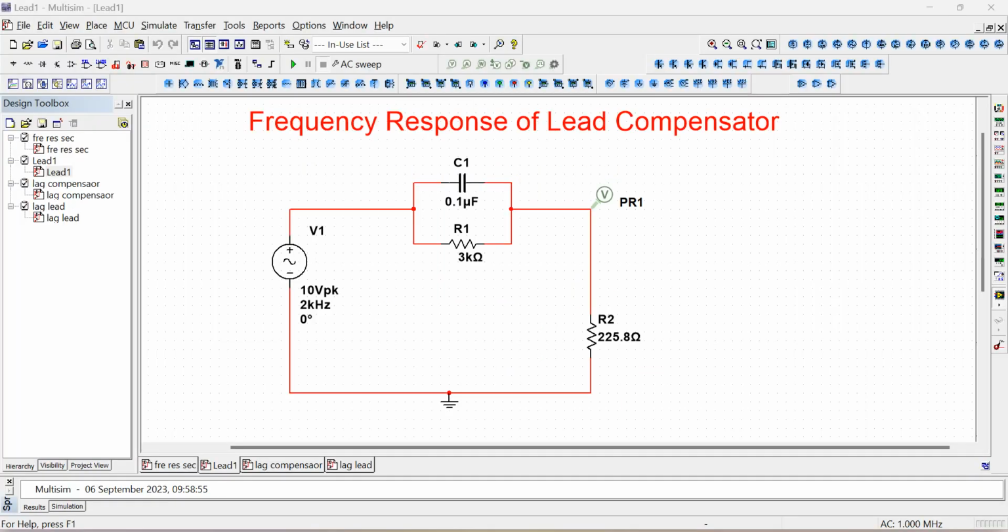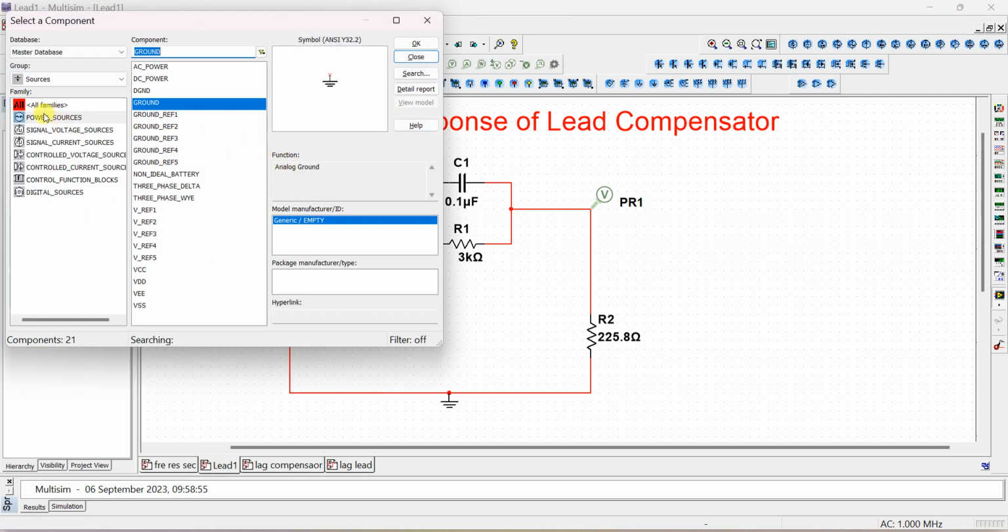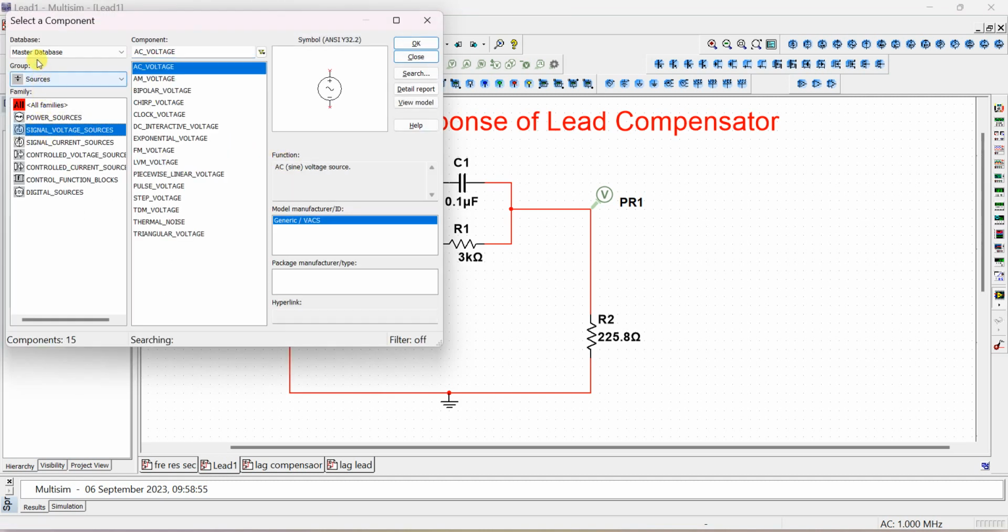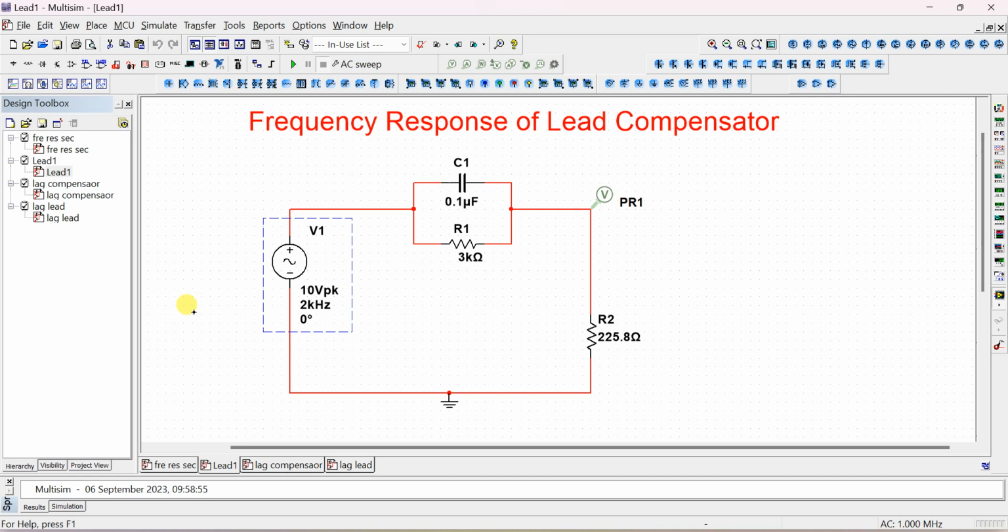So open the MultiSim tool. This is the design part, you can refer to the manual. You have to pick this AC voltage source by going to place component, go to sources. The group is sources, signal voltage source, AC voltage. If you place it, you'll get it like this. Double click and change it to 10 volts peak to peak, 2 kilohertz.